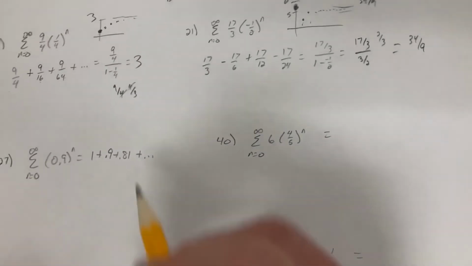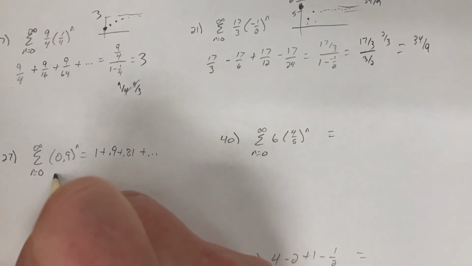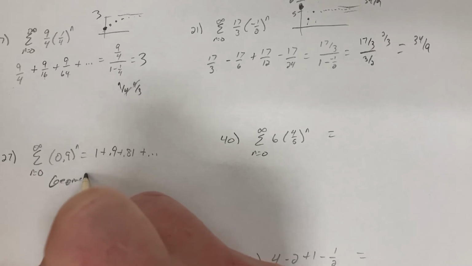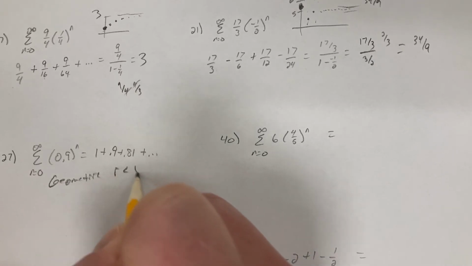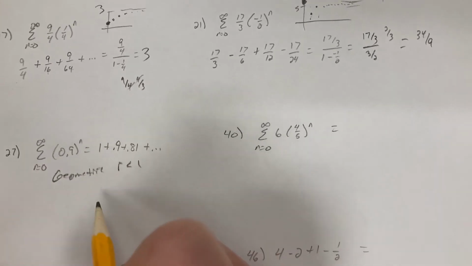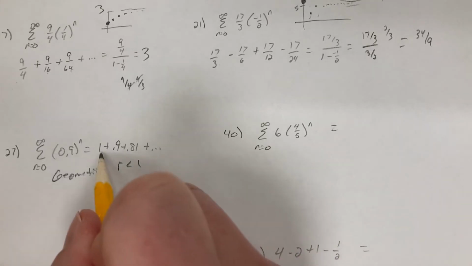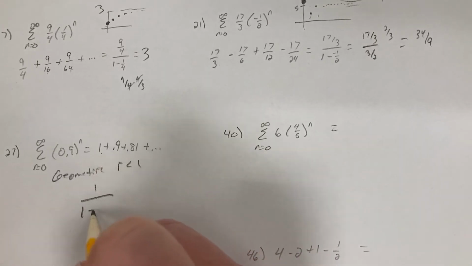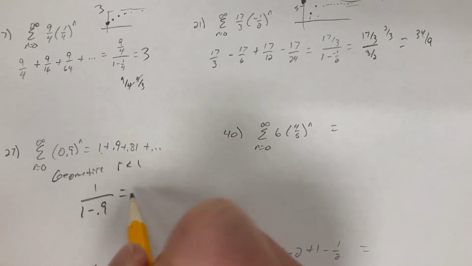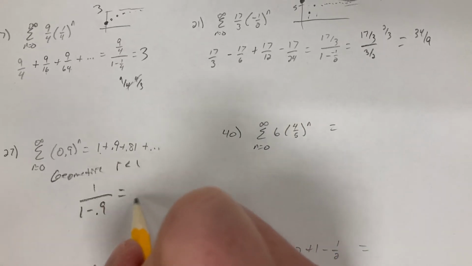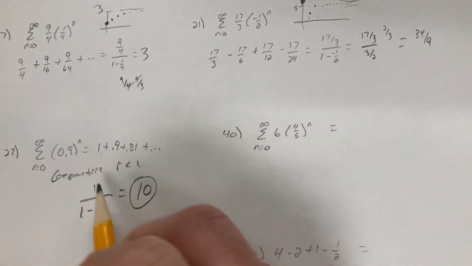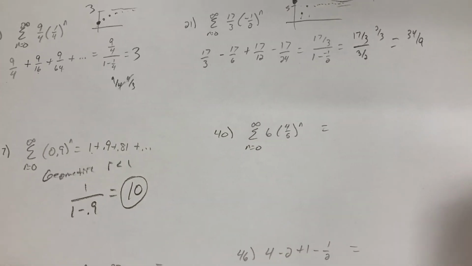27 just wanted us to say why this converges. It's a geometric series with r less than 1. So we not only know that this does converge, we know exactly what it converges to. It converges to the first term over 1 minus the common ratio. And if you did that, that's 1 over 0.1, which is 10. So we actually know what that equals.